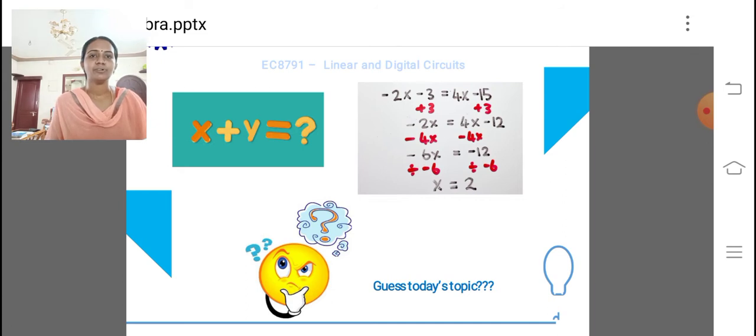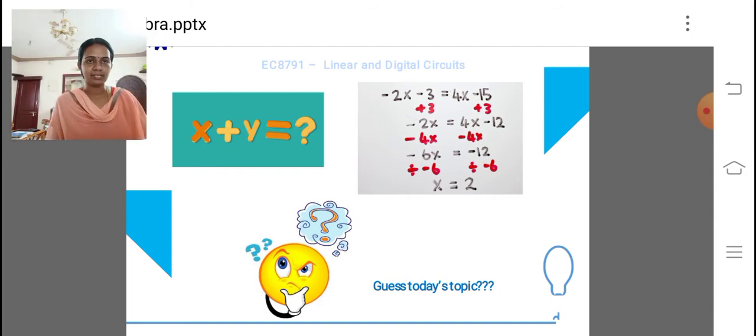You have to guess today's topic. The first image shows x plus y is equal to what? In our school days we studied x plus y is equal to something and y plus z is equal to something. We have to find out what the x value, y value, z value are.